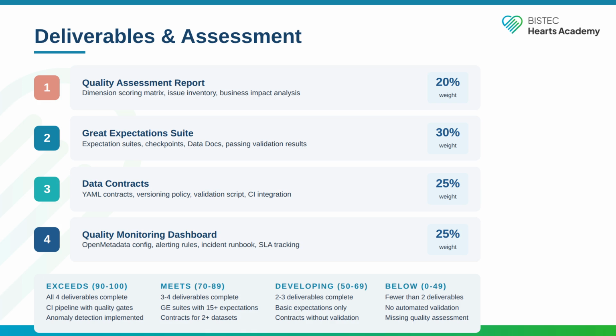The rubric has 4 levels. To exceed expectations, you need all 4 deliverables complete, a working CI pipeline with quality gates, and anomaly detection implemented. To meet expectations, you need 3 to 4 deliverables complete, Great Expectations suites with at least 15 expectations each, and contracts for at least 2 datasets. Developing means 2 to 3 deliverables with basic expectations and contracts without validation. Below means fewer than 2 deliverables or no automated validation. Aim for meets as your baseline and push for exceeds if time allows. The CI pipeline integration is what separates a good submission from a great one.